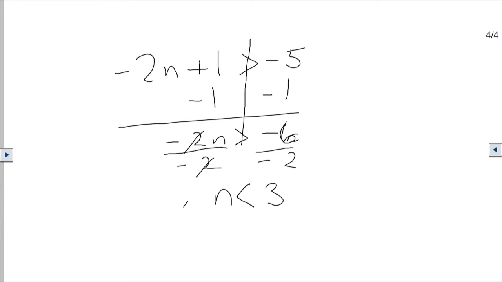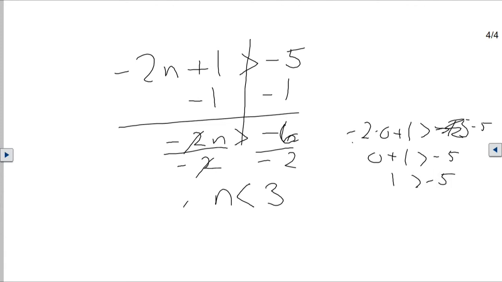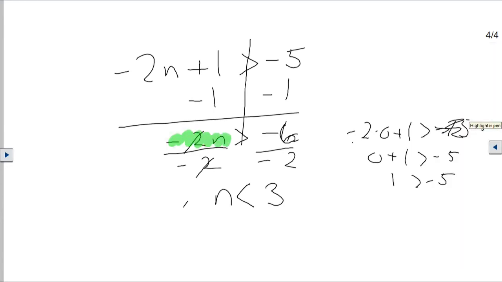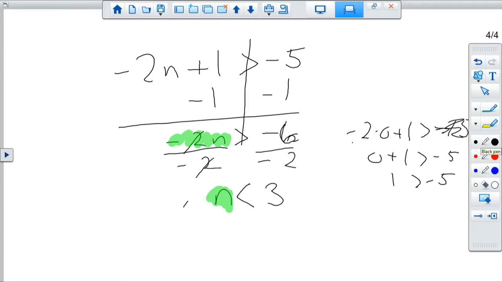Now if we try that, we want a number less than 3. A number less than 3 would be 0. Negative 2 times 0 plus 1 is greater than negative 5. Negative 2 times 0 is 0 plus 1, which is 1. Oops, that should be a negative 5. Sorry about that. We now have a true statement: 1 is greater than negative 5. So again, it's a very specific case where our variable is negative and it's now positive. That's the only time we flip the sign.